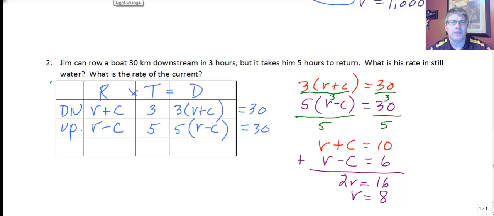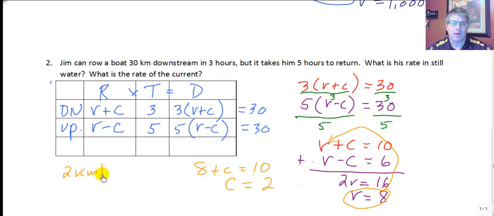And all I then need to do is take my value for r, which is 8. I can plug it into either one of these. I'll put it in right here. So I get 8 plus c equals 10. And we can see that c equals 2. So 2 kilometers per hour equals the current. And 8 kilometers per hour equals our effort in still water.